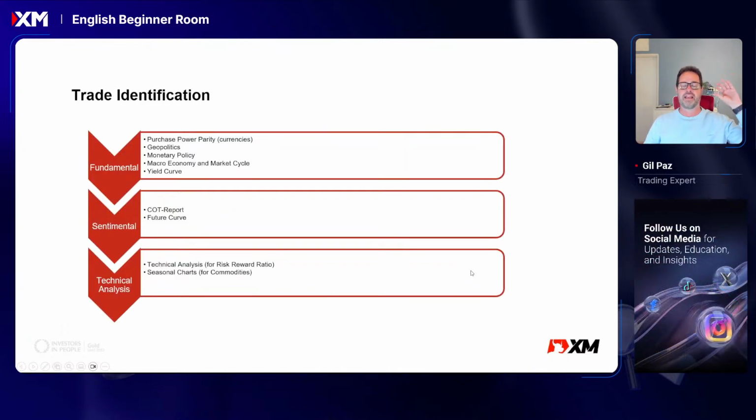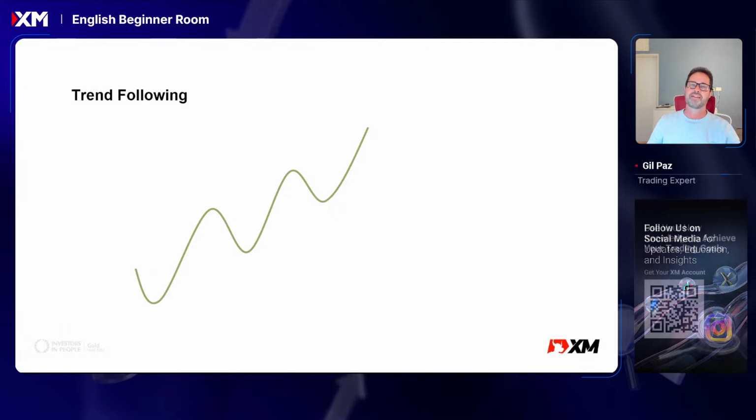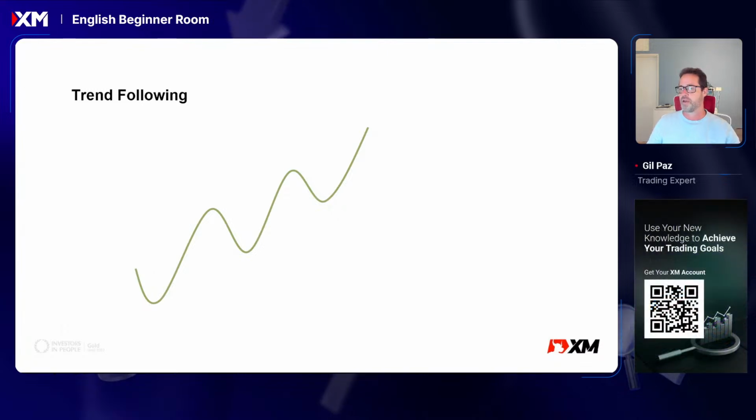Again, I repeat, in trade identification: fundamental picture, sentimental picture, technical analysis. This is the way to go. And in the end, I'm a trend follower. So even though I get the direction, so I know S&P 500, I will trade short, but I can't trade short when the market is going up. I need the market to make a trend reversal, and then I can open a trend trade.